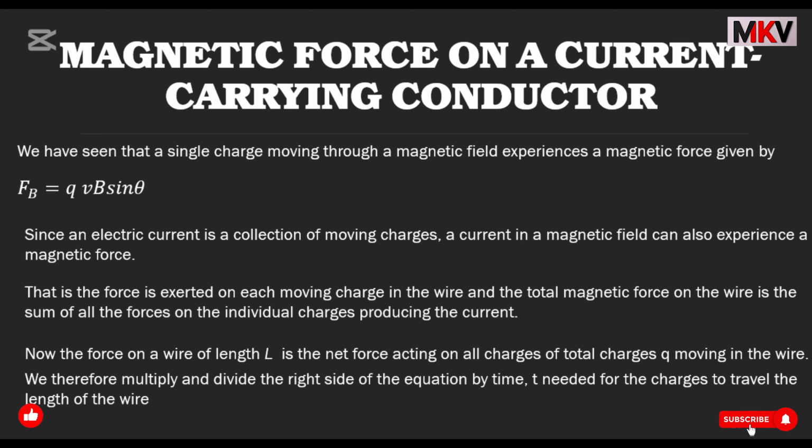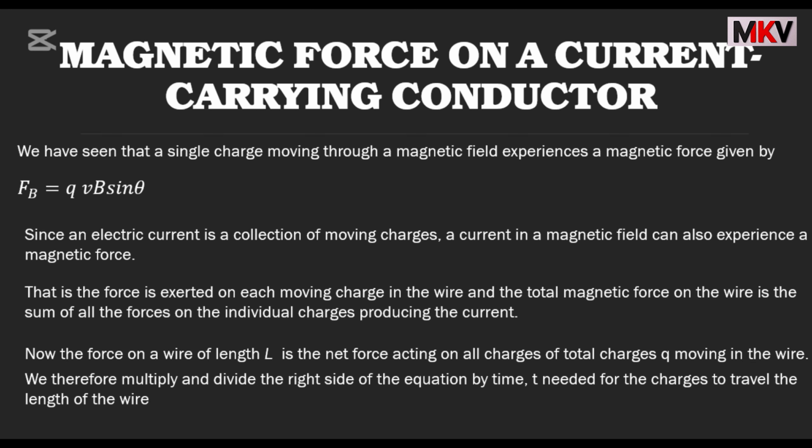So if we sum up all the forces which are exerted on the individual charges in the current carrying conductor, then we can get the total magnetic force on the wire. So now the force on the wire of length L is the net force acting on all the charges of total charge Q moving in the wire.